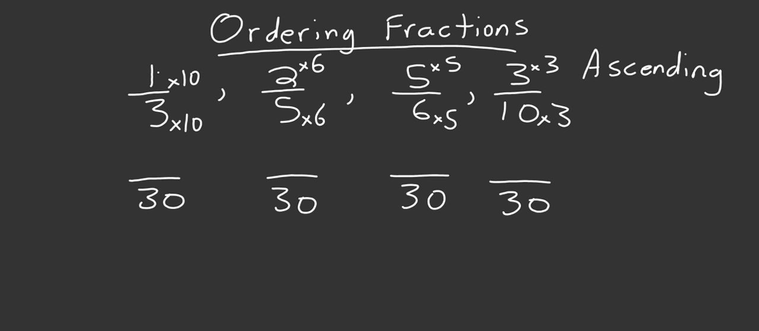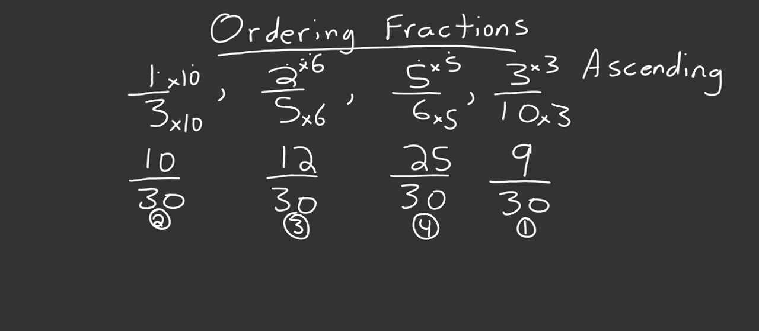So I go back. 1 times 10 gives me 10. 2 times 6 gives me 12. 5 times 5 gives me 25. And 3 times 3 gives me 9. Alright, now that I have my new fractions, I can order them because all of my denominators are the same. So 9 is the lowest, so that is first. 10 is second, so that's 2, 3, and 4.